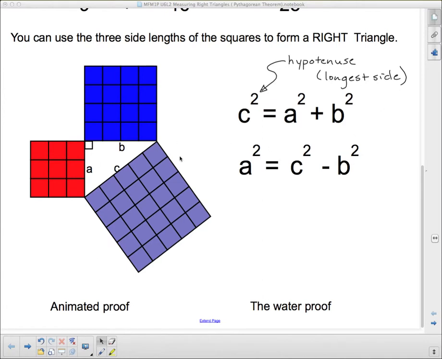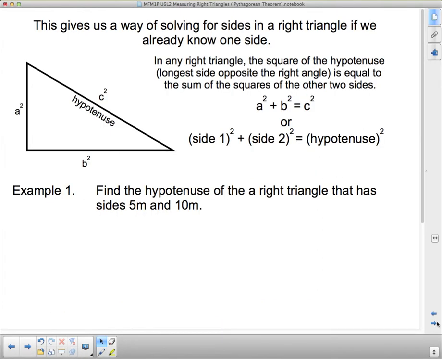So there's the Pythagorean theorem. Now that you know what it is, let's use it. So here we go. This gives us a way of solving for the sides in a right triangle if we already know two sides. So in any triangle, we shouldn't have the squares on here. Strike them off your page too if they're on there.